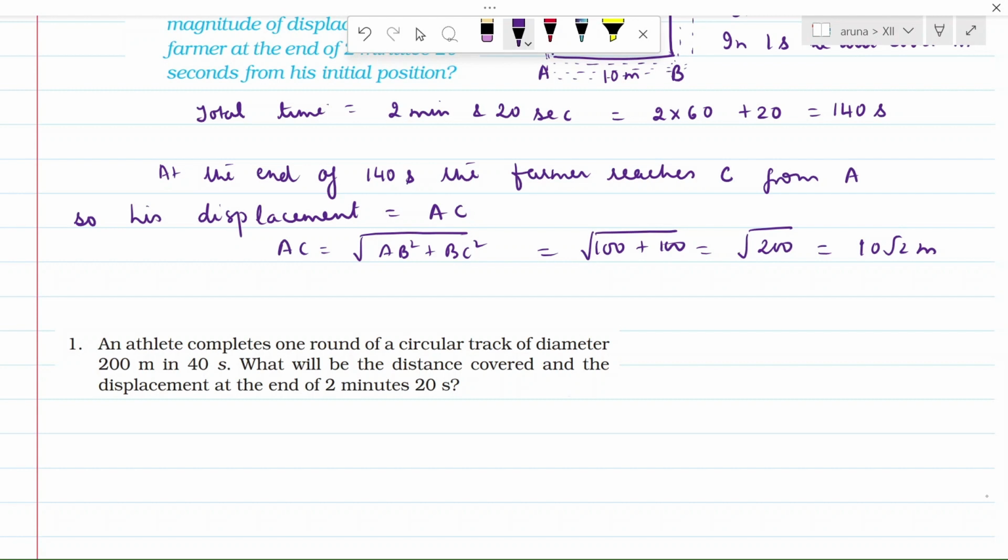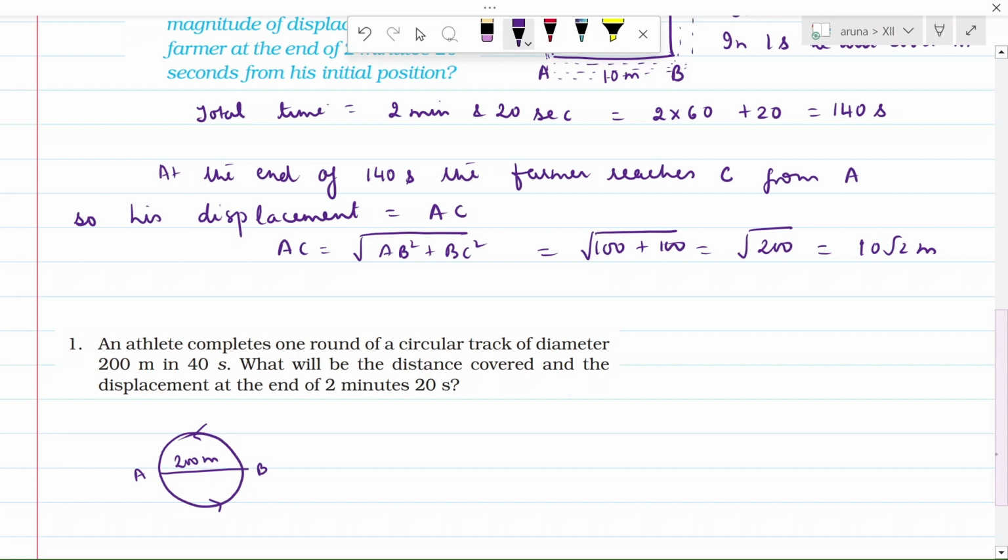Similarly, there's another question in the exercise where it says that an athlete completes one round of a circular track of diameter 200 meters in 40 seconds. What will be the distance covered and displacement at the end of 2 minutes and 20 seconds? So the method is the same. Here instead of the square boundary, you have a circle. The diameter is given as 200 meters. So the athlete, let's say, starts from A, goes like this, reaches B and again goes back to A.